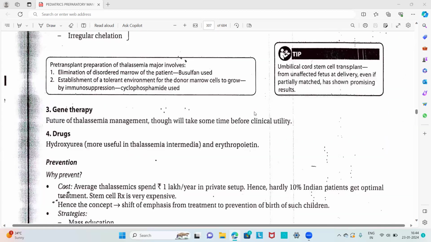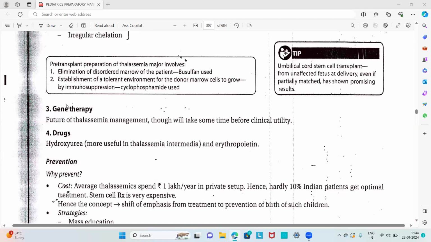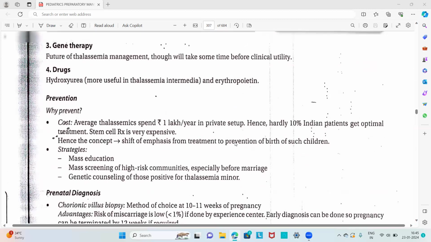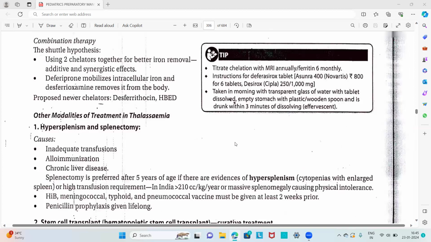And another modality of treatment in thalassemia is gene therapy. That is the future of thalassemia management, though it will take some time before clinical utility. And also we use drugs like hydroxyurea and erythropoietin. So these are the management options for thalassemia.